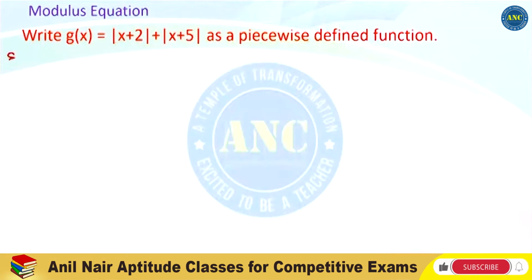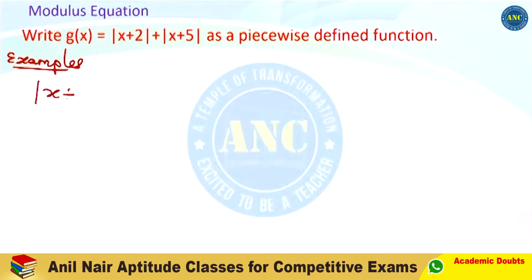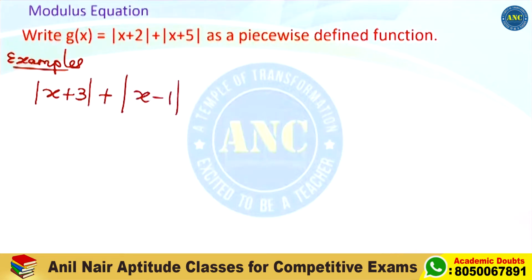We will do one more example so that it will be clear. Sir, what if mod x will become mod 2x plus 7? That also we will see. Mod x plus 3 plus mod x minus 1. These are nothing but f of x.